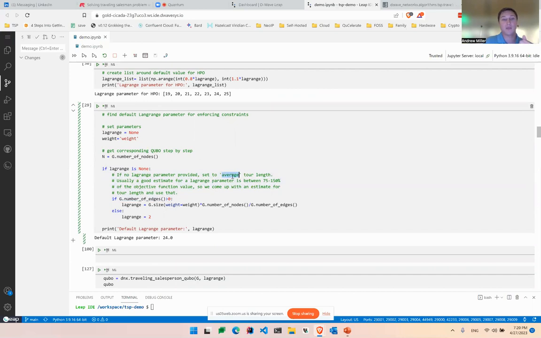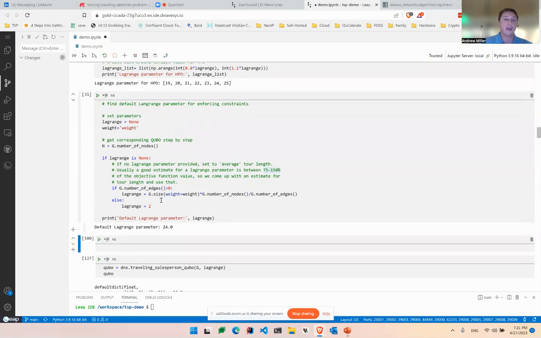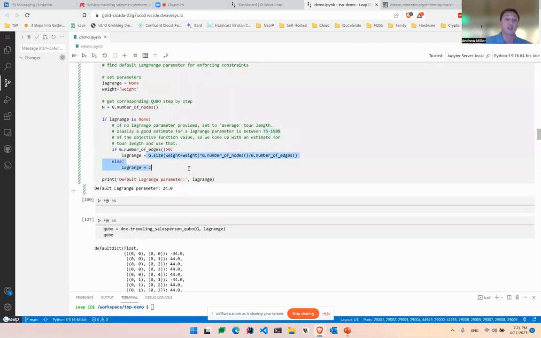In this case, they're basically saying, I just need an average length of the tour. That's what they're looking for, and they're looking between 75 and 150%. So if you run it, based on this graph, and this will be different depending on the graph, so the number will be different for another graph, you'll end up with 24 as the parameter.